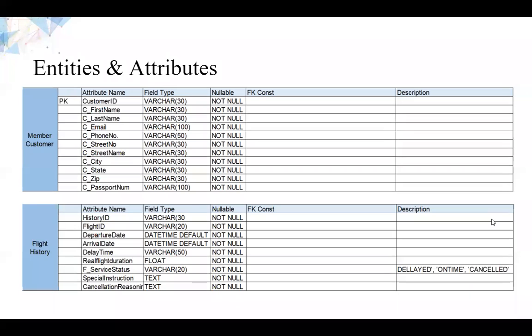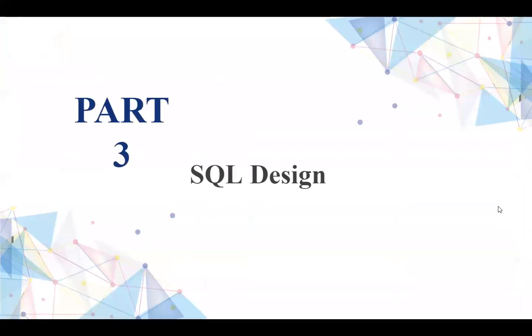Similarly, we set delayed, online, canceled for the service status. For each entity, we create a field type, nullable or not, foreign key constraints, and some descriptions. Those tables provide us a foundation to operate in SQL successfully. And okay, for the third and fourth parts, my partner will explain this database in more detail.